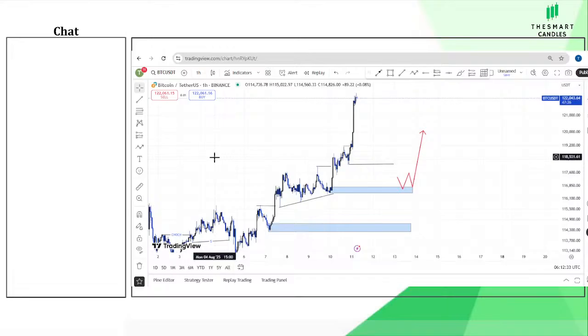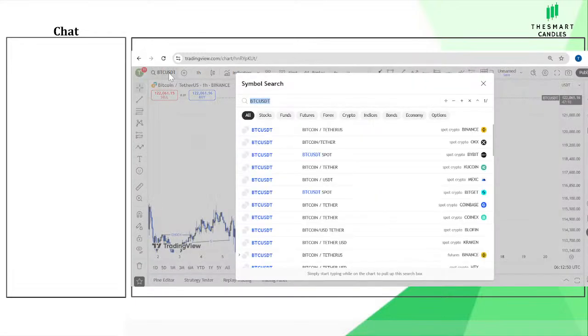Understood? So now we'll be looking at the next pair. For the next pair, we'll be looking at gold. I believe we have gold traders in the house. So we'll be looking at gold for now. Let's look at gold.